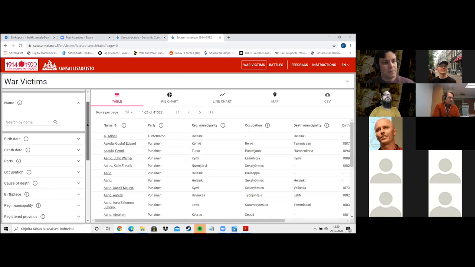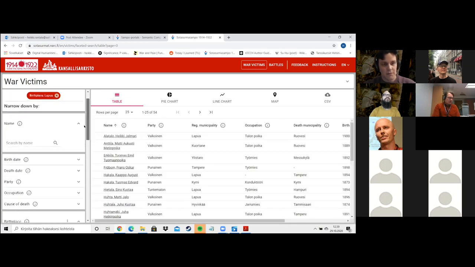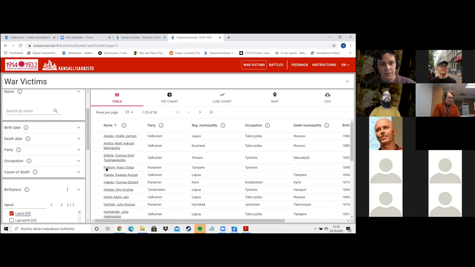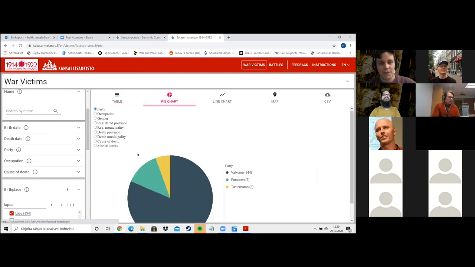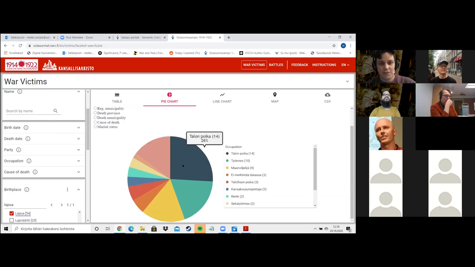And another way to look at it might be, for example, I was born in Lapua. So we can search people born in Lapua in the data. And there were 54 people from Lapua. I could look at them here in the table, but perhaps I could visualize them more interestingly as a whole group, for example, with a pie chart that is now showing the party in the Civil War. And unsurprisingly, people from Lapua tended to be from the white side of the Civil War. By occupation, they usually were farmers, but there were some working people and so on.